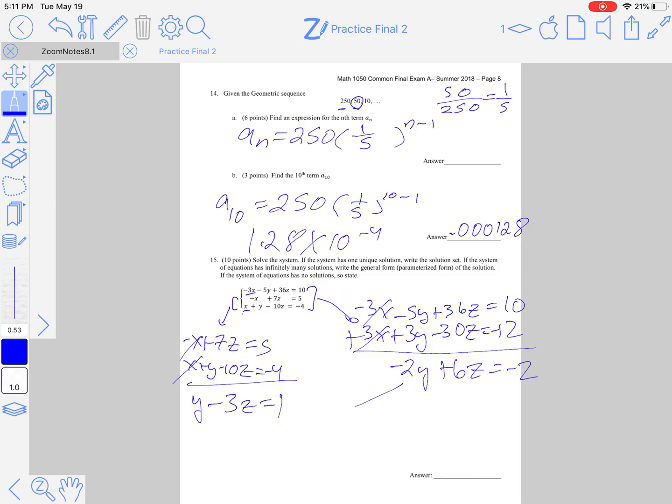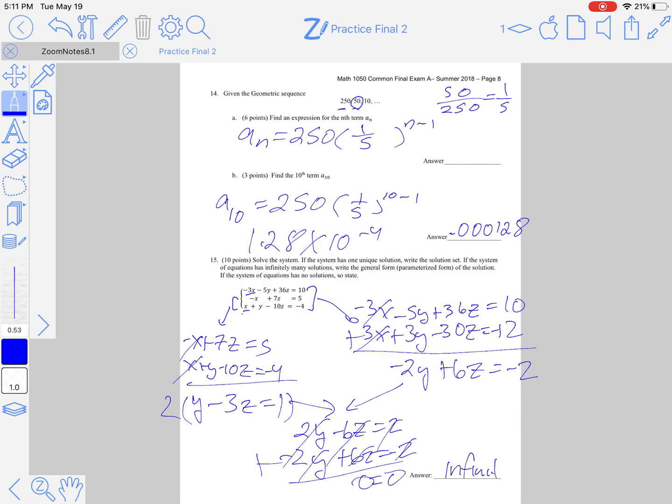At this point in time, I can now bring these together and eliminate the y's by multiplying this one here by 2. So that gives us 2y minus 6z equals 2. On here, I get negative 2y plus 6z equals negative 2. When I add these together, look what happens. I get 0 equals 0. This thing has infinite solutions, okay?